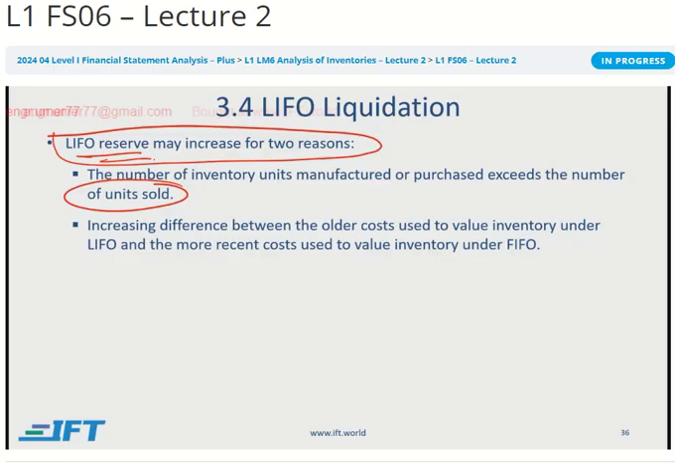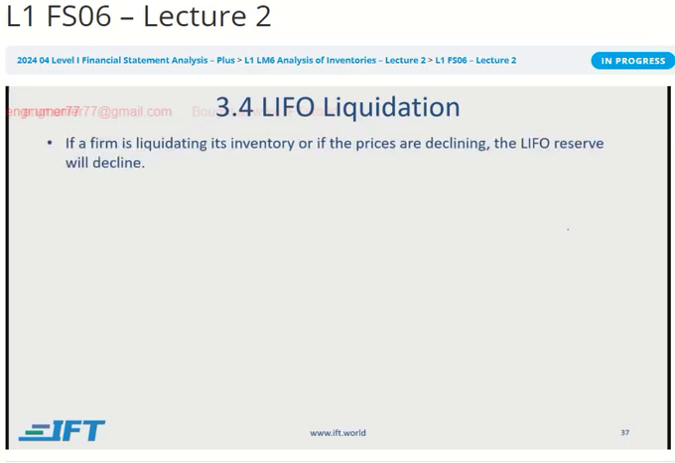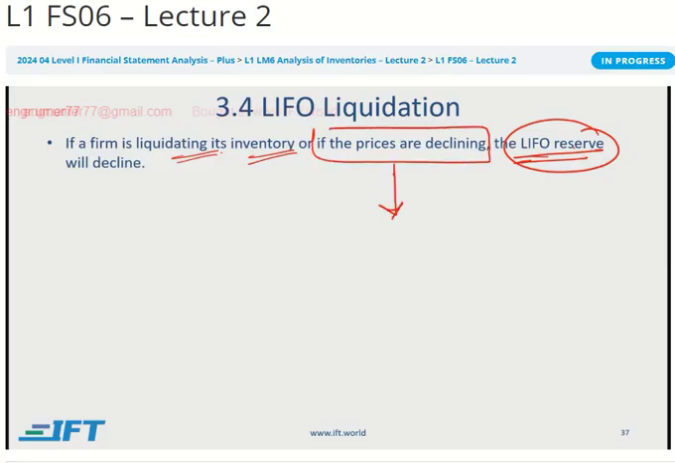So LIFO reserve increases when either you are selling less and manufacturing more, and secondly, if your prices are going up, and you're selling the expensive ones first and keeping the cheaper ones, the older costs, in the inventory, then naturally your inventory will be at a lower cost and your LIFO reserve will go up. But if you want to liquidate your LIFO reserve, then you can start liquidating your inventory and your LIFO reserve will go down.